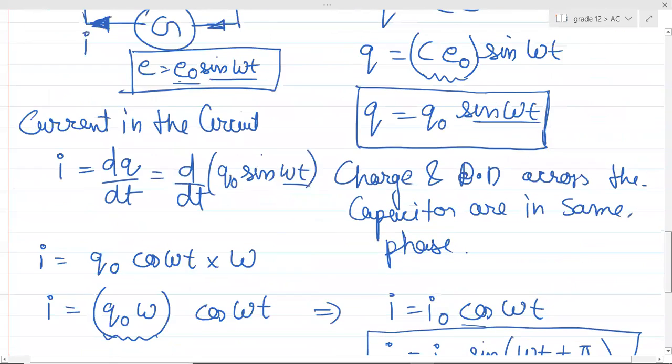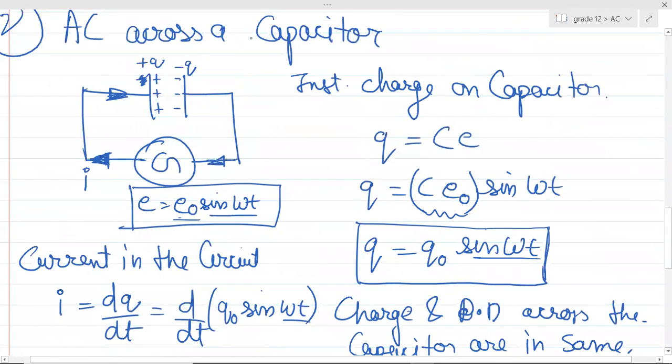So everyone see this particular thing, whenever you have an AC connected across a capacitor, then what will happen? This EMF will make a certain current flow through the circuit. Due to the current, the capacitor will get charged. The instantaneous charge on the capacitor is, let's say, Q. So we try to find out what is Q. Q is equal to C into E.